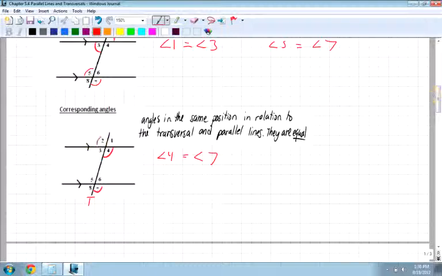Can you see any more? Yeah, I could say angle 2 up here and angle 5. So angle 2 is equal to angle 5. Those are corresponding angles. They're in the same position, in the same facing direction, both up or both down, and they're equal if my two lines are parallel. If they're not parallel, the angles are not equal. And you could find more, like 1 and 6 and 3 and 8.